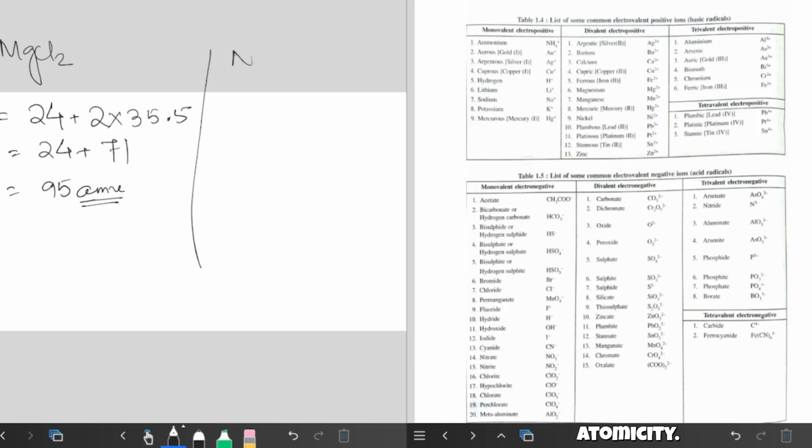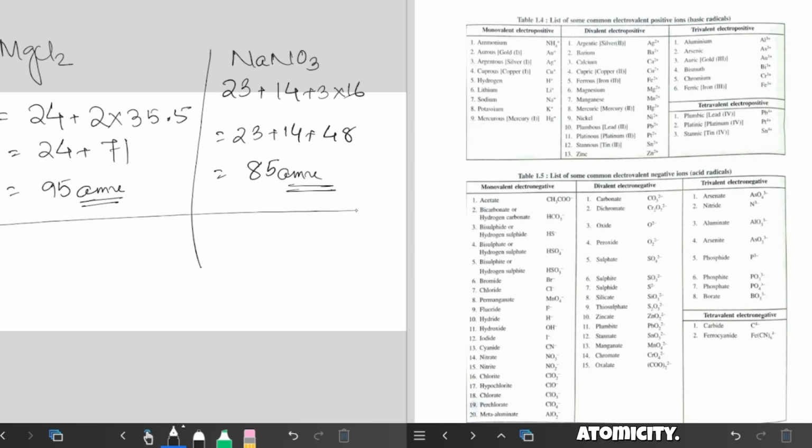Let's say NaNO3, this is sodium nitrate. So sodium is how much? 23, because 1 is there. This is 14 plus 3 into 16. So this will be 23 plus 14 plus 48, so 85 AMU, right? 85 AMU. So this is how you can find out the molecular mass of a substance given to you.